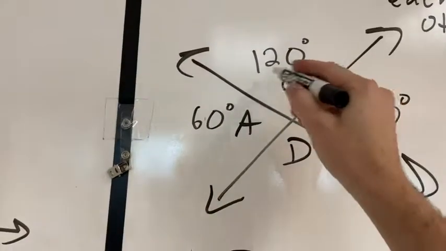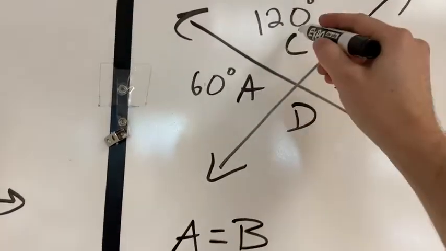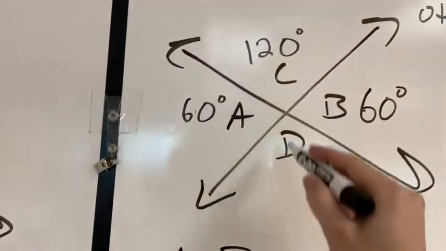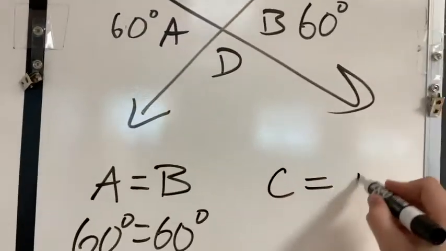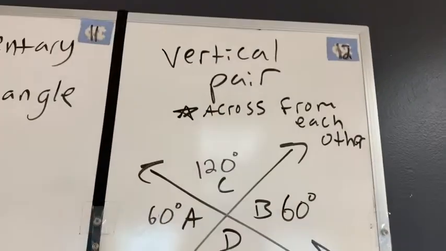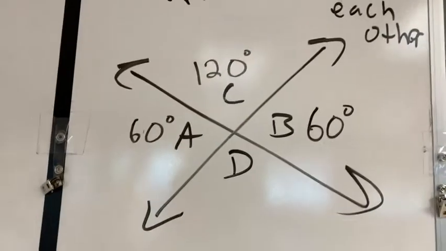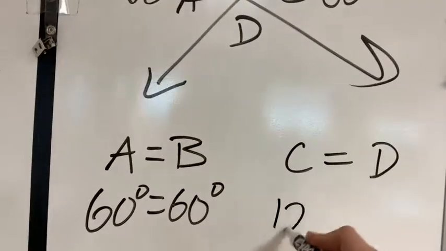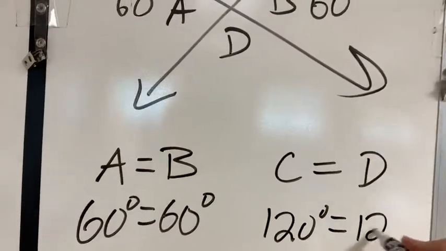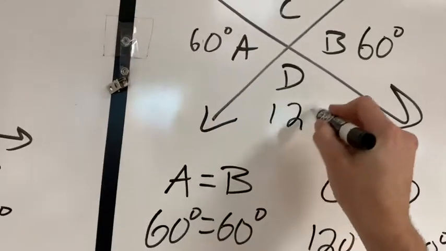Now C is next to A. It's next to B, but it's across from angle D, which means that C is also equal to D. That's another vertical pair. So if C is 120, then D is also 120 automatically.